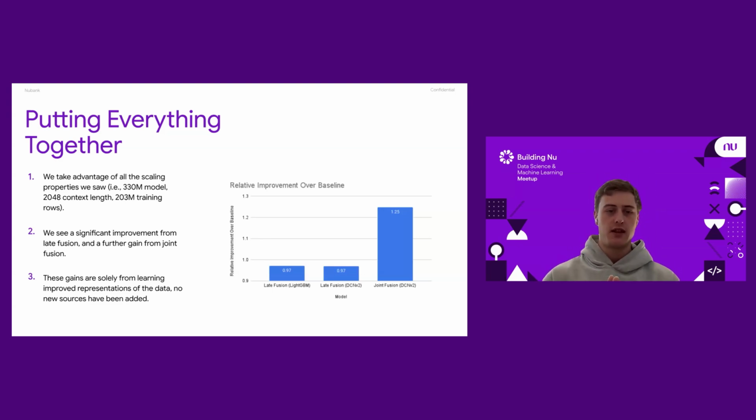And the one point I want to really emphasize here is that we're able to achieve these lifts without adding any new data sources. Rather, the only change here is the representational capability of our model. We're learning better representations of the transaction data, and this is how we're achieving these lifts in performance. This isn't by adding new data sources, which I think is an important point.